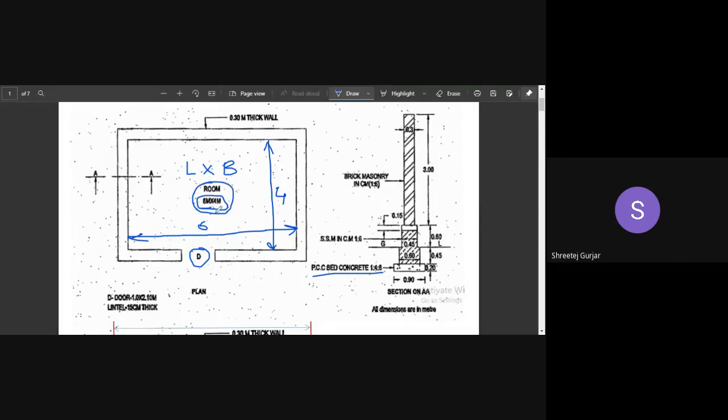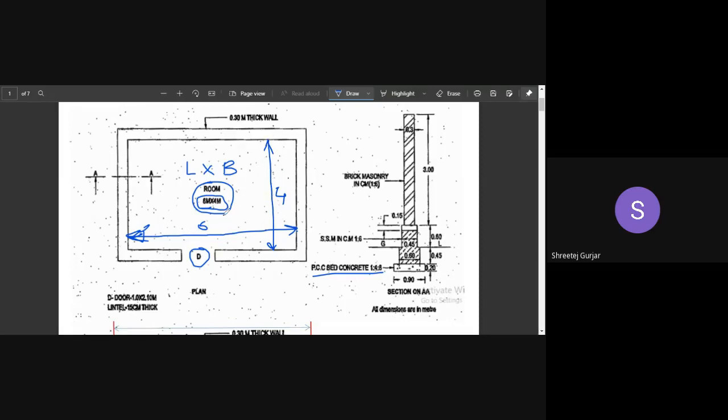Always when they mention it in this way, room sizes are always in to in. What do you mean by in to in? It is from the inside of your wall to the inside of your wall. It does not include your wall thickness. So this is your in to in distance, that is 6 meter by 4 meter.